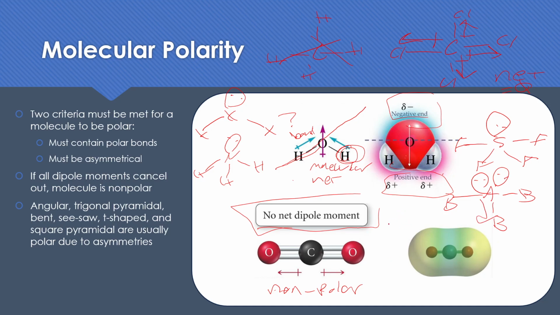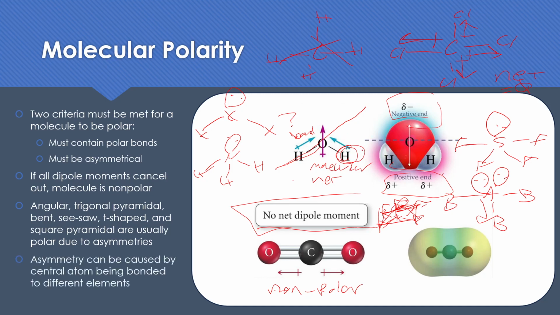And then square pyramidal, again, you have the square, and then you have the pyramid. So the point on top is going to give you asymmetry, right? So if you assume that everything that's attached is a fluorine, because that's always going to be a polar bond, would it be polar? That's the question you have to ask yourself.